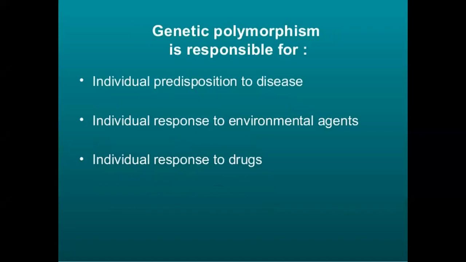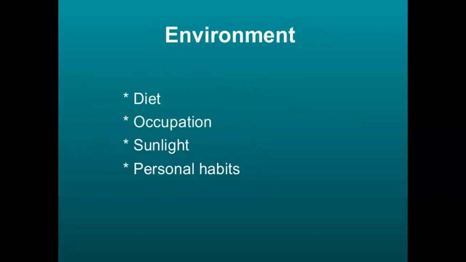Genetic polymorphism is responsible for individual predisposition to disease, individual response to environmental agents, and individual response to drugs. How the environment causes tumor formation depends on the diet, occupation, sunlight, and personal habits.